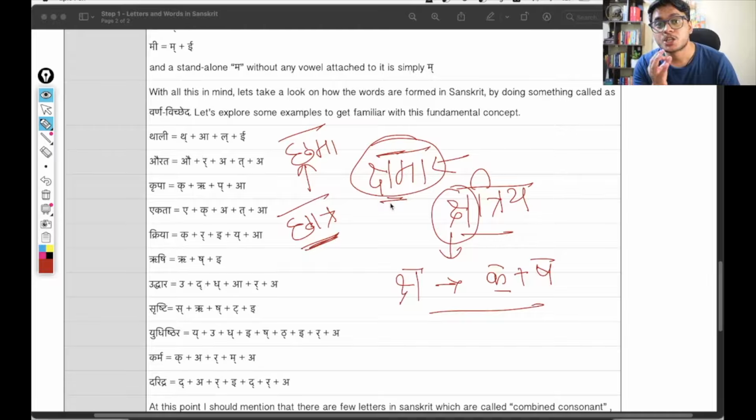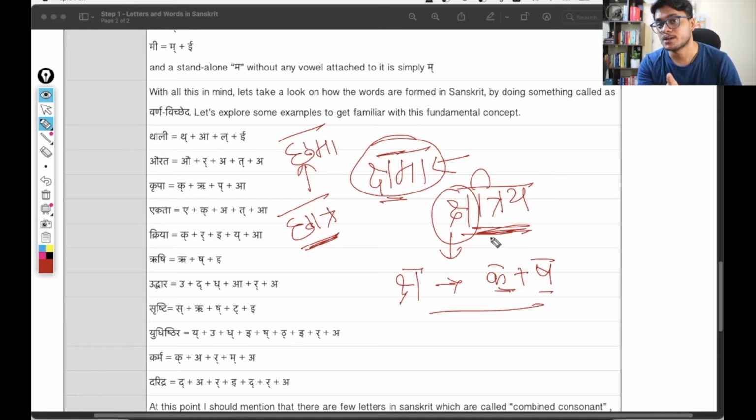This is kshama, because it is made of ka and sha. So it has a slight hint of ka and then sha. So it is kshama. This word is not chatriya. It is kshatriya. So this is the correct pronunciation of this word.